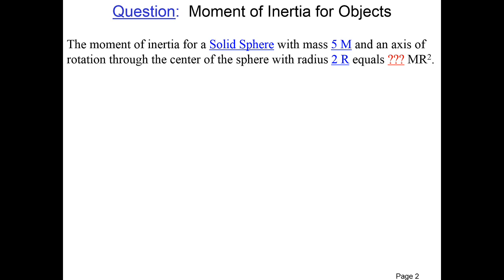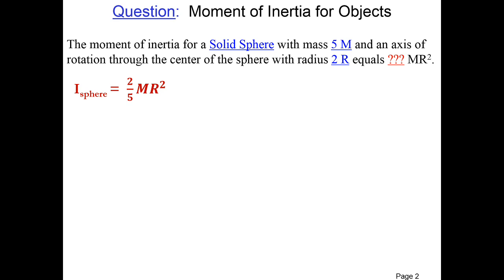All right, so I want to walk through a moment of inertia example here. Consider a solid sphere with a mass of 5m and an axis of rotation through the center of the sphere, with a radius of 2r. The question is, what is the moment of inertia in terms of mr squared? First, we're going to need the formula for the moment of inertia of a solid sphere. That is the moment of inertia I equals 2/5 times mr squared.